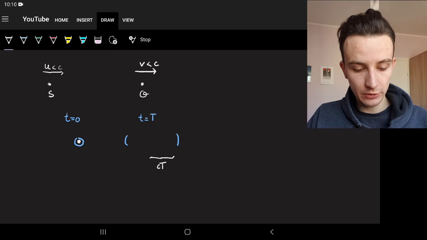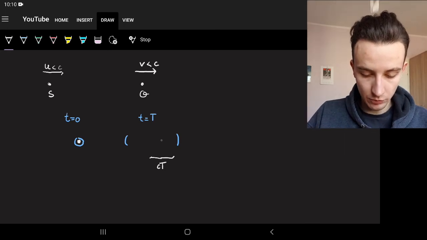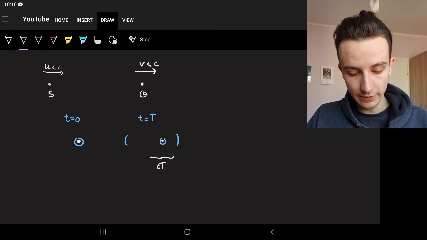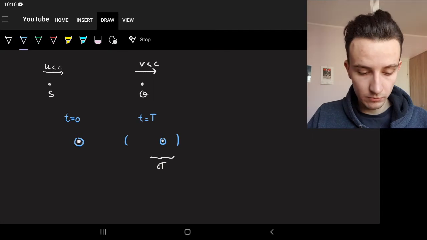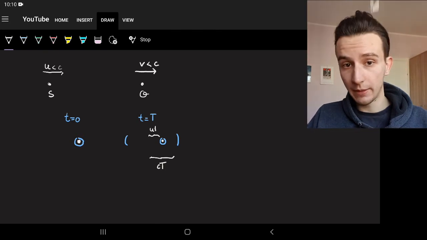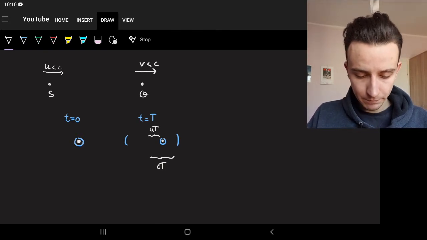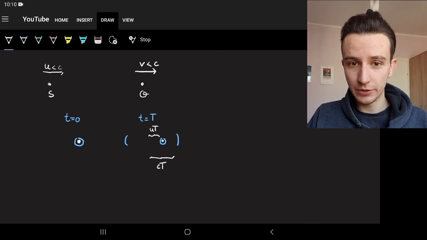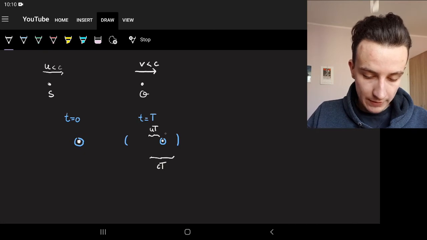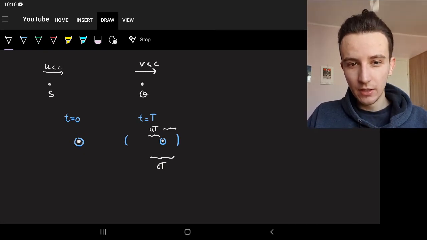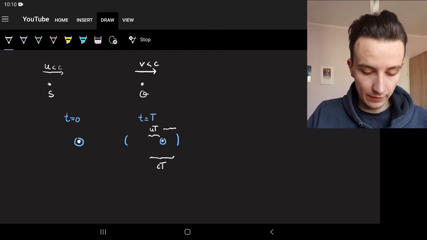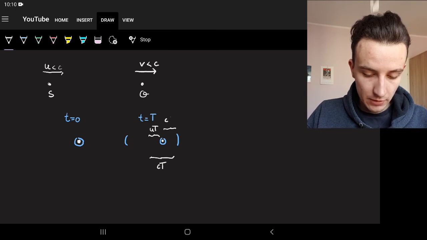But the source is not there anymore. The source is now somewhere here because it traveled its own distance, by using its speed u. So obviously it traveled uT. The time it took is T and u is the speed, so it traveled uT units of distance. So what's left? Well, this is going to be the apparent wave period in this direction. So we're going to call that cT prime.